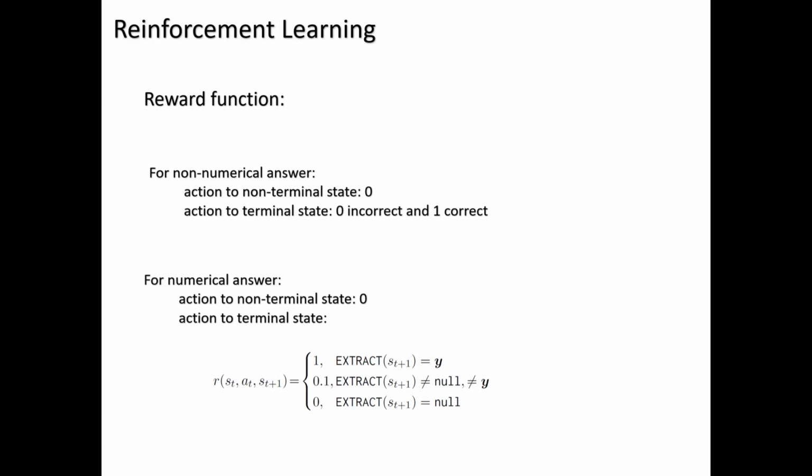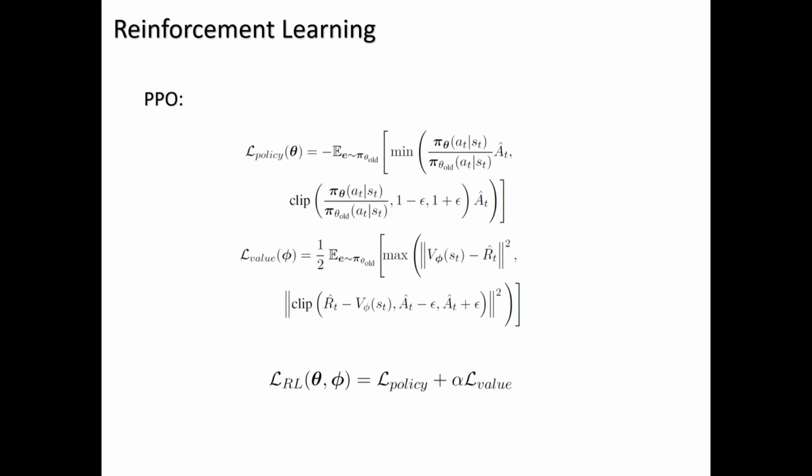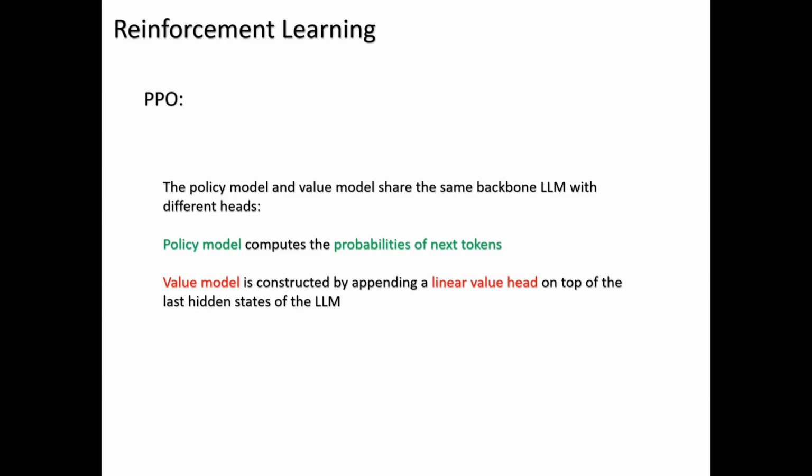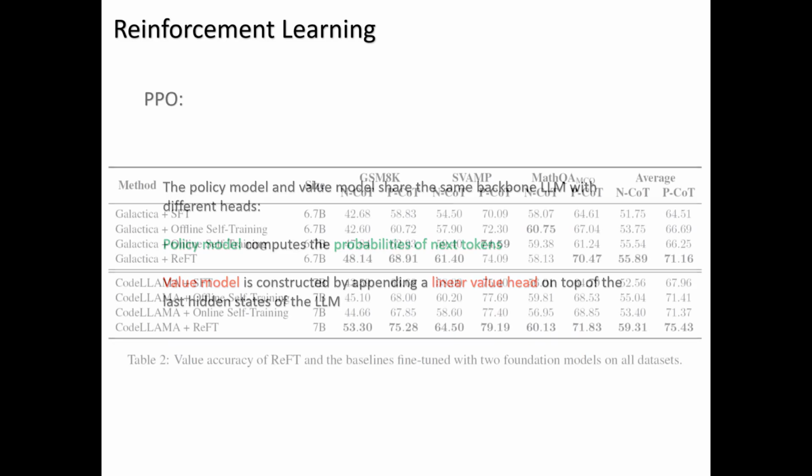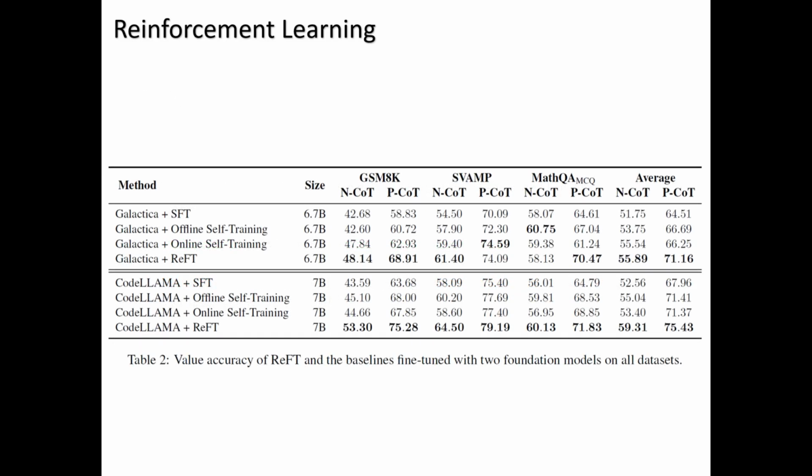And then it's simply a matter of running PPO. So it's proximal policy optimization. We won't go too deep into that part. You can read any paper or watch any video on PPO. One thing to mention is that in this paper, the policy and value models share the same underlying LLM, but differ in their output layers. The policy model uses the standard language modeling head, while the value model adds a linear head to compute value estimates on hidden states.